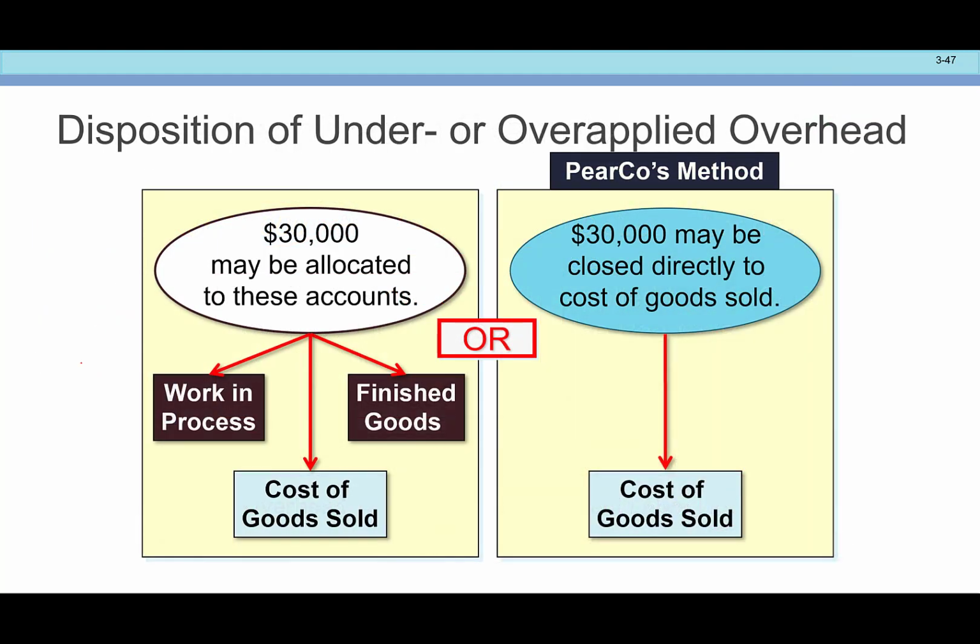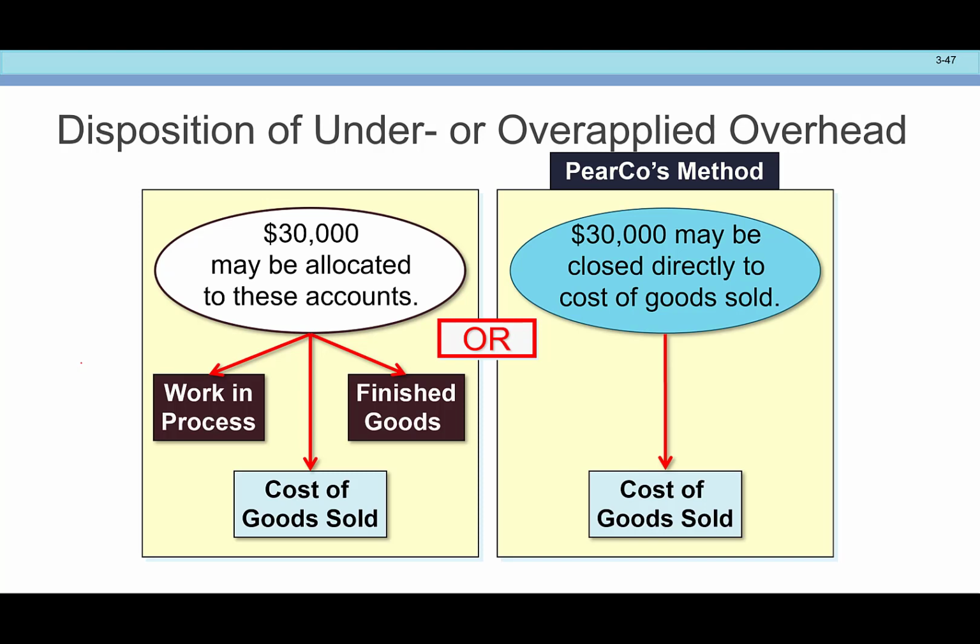I can either credit it entirely to cost of goods sold, thus reducing my cost of goods sold, because I applied too many costs to my cost of goods sold, didn't I? Because I over applied my overhead cost. Or I can use the more precise method in which I allocate it between cost of goods sold, work in progress, and finished goods. It would work the same for under applied. Some of it is sitting in each of those, and I allocate it based on how much of my cost is sitting in each one.